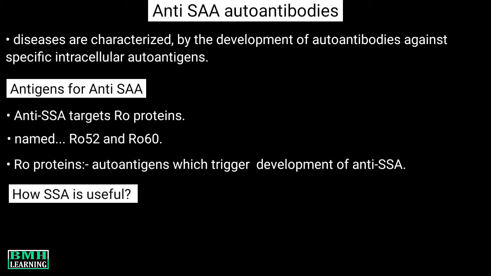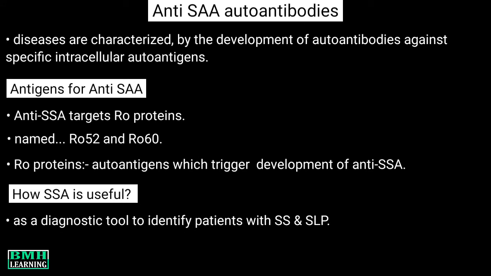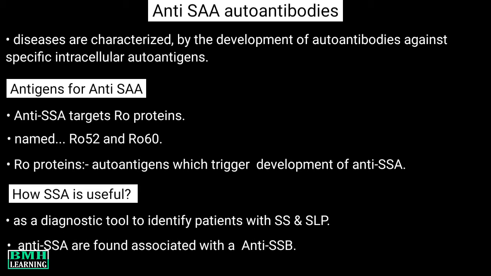Now, how are these antibodies useful to us? These autoantibodies are very efficient as a diagnostic tool to identify patients with Sjogren's syndrome and systemic lupus erythematosus. One more thing you must know here: anti-SSA autoantibodies most of the time are found associated with a similar autoantibody named anti-SSB. Both these autoantibodies share many pathological characteristics.